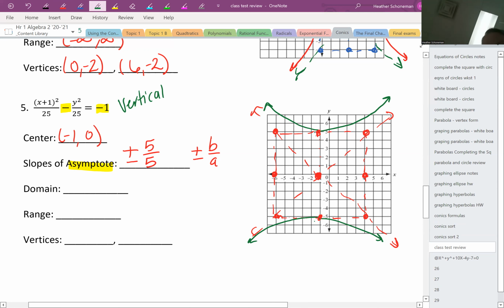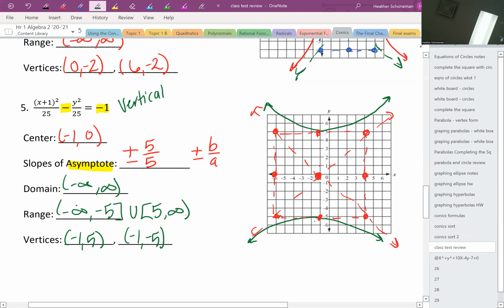So my vertices are the top and bottom points. So I've got one at negative 1, 5, and negative 1, negative 5. The domain left to right keeps getting wider, so it's negative infinity to infinity. The range, however, starts down low at negative infinity, and then it goes up to negative 5 and stops, and then it starts again at positive 5 and goes to infinity.